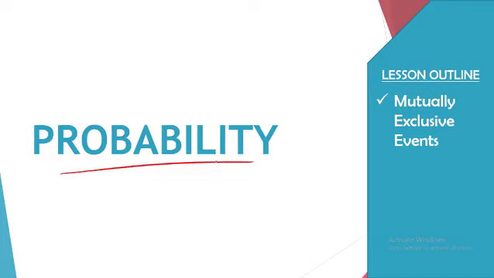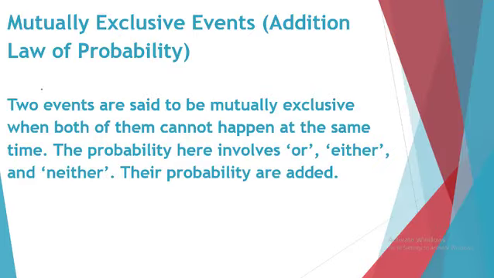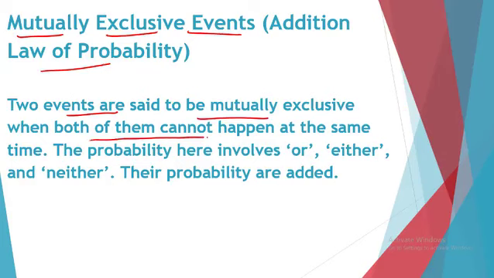Welcome back. Our focus in today's study will be on mutually exclusive events of probability. Mutually exclusive events. So let us start. We call them mutually exclusive events or addition law of probability, and we say that two events are said to be mutually exclusive when both of them cannot happen at the same time. When two events cannot happen at the same time, then we say that these events are mutually exclusive.